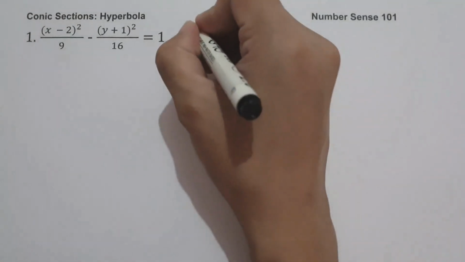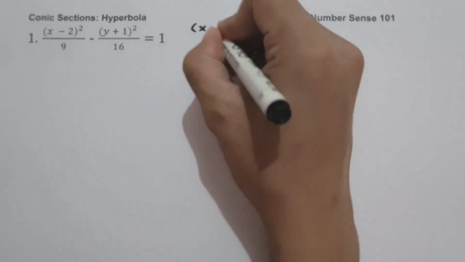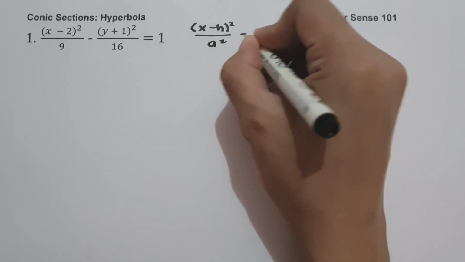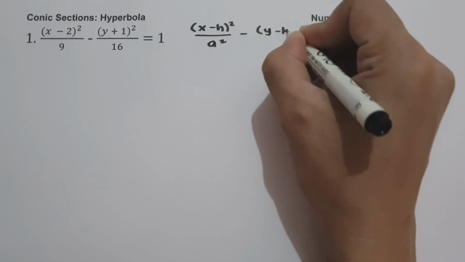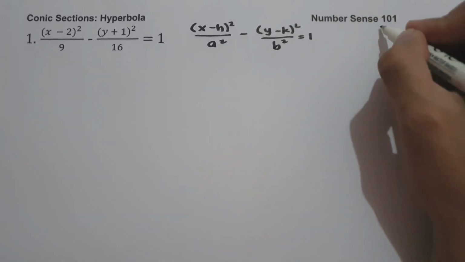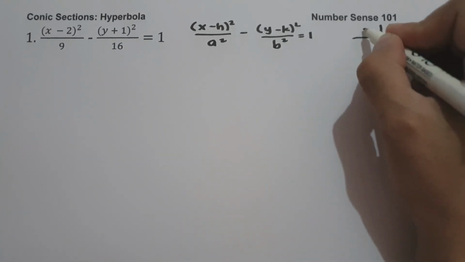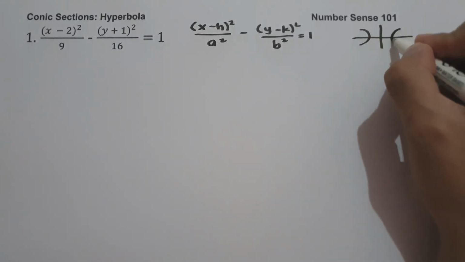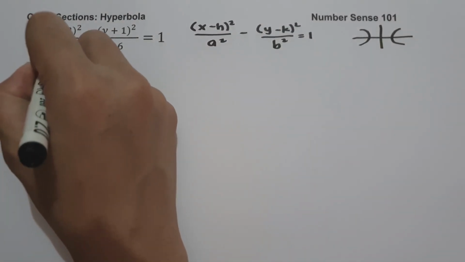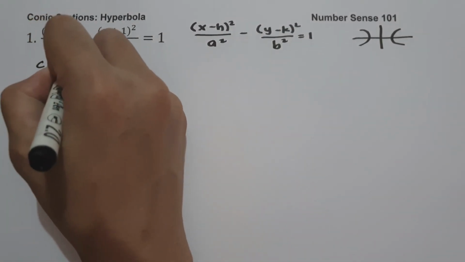Since the given equation is written in the form of quantity x minus h squared all over a squared minus quantity y minus k squared all over b squared equals 1, we can say that the orientation of our hyperbola is horizontally oriented. So let us determine the center of our hyperbola, that is h and k.